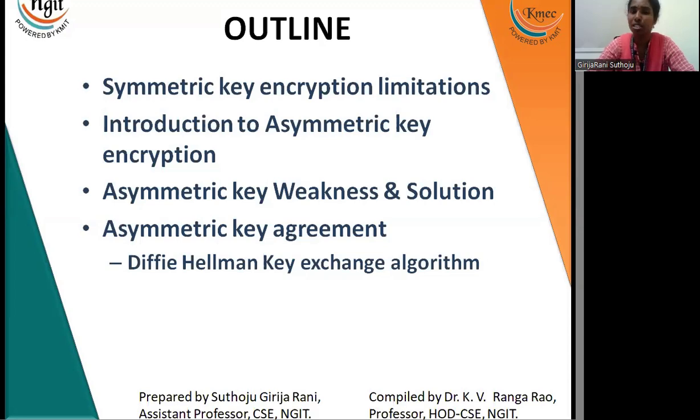Then knowing about asymmetric key weaknesses along with the solution. And as asymmetric key is a combination of two keys, there we have to consider how to share the key between two entities, how to manage the keys and all, right? For that, we need asymmetric key agreement between the two users of one session. The key agreement can be possible with one very important algorithm, that is the Diffie-Hellman key exchange algorithm. We are going to talk about this algorithm in the upcoming sessions.